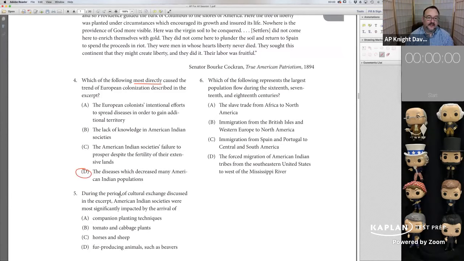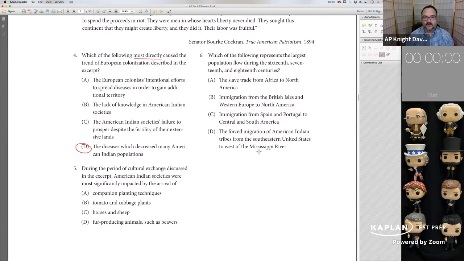Answer choice D most directly did it. A plays into D, but was that as common? No, that was one type of way that the diseases hit. There was also a lot of unintentional spread. And so that's the thing to think about. D is more general. A is so specific. That's not going to be the most direct thing. All right, another 30 seconds for number 5. Go for it.